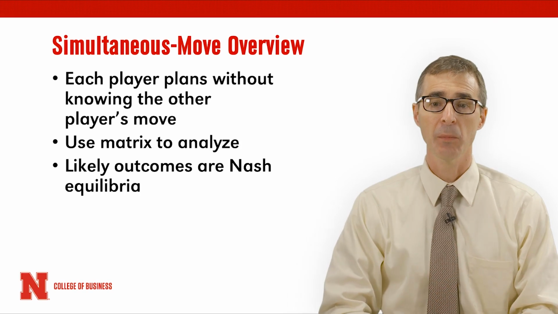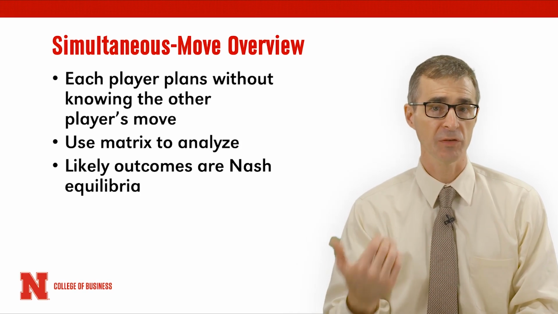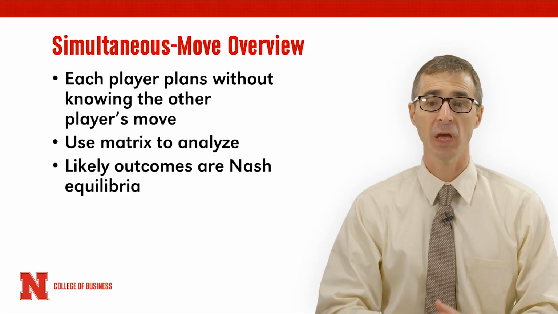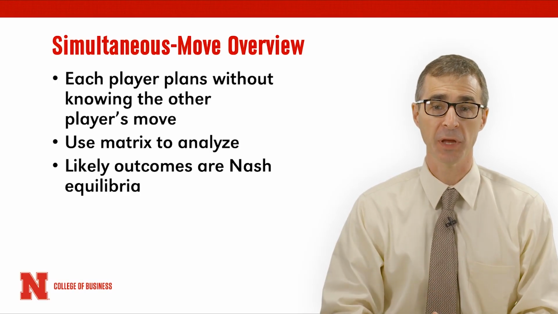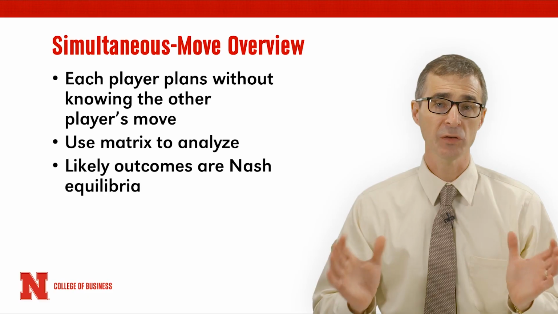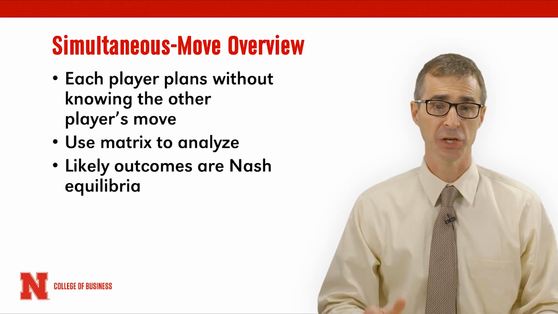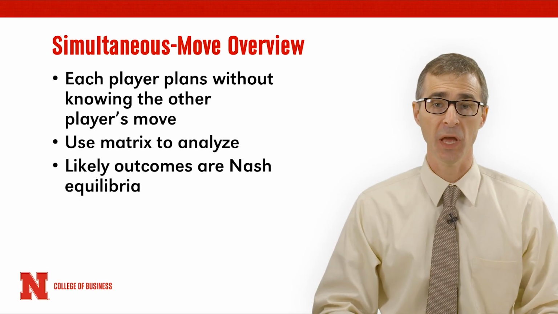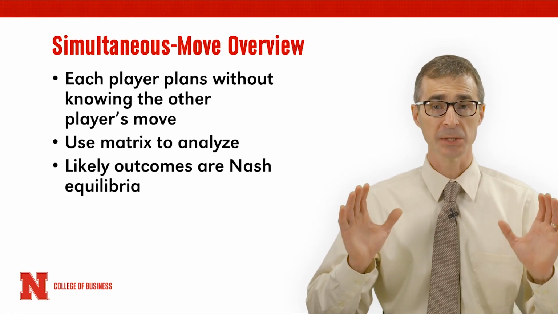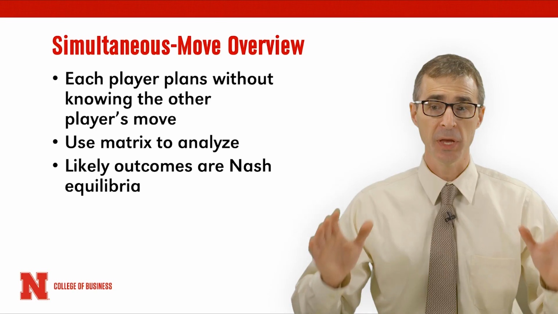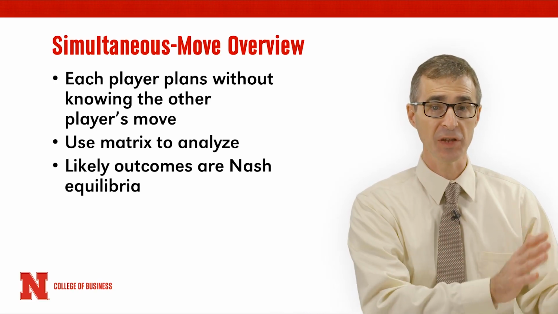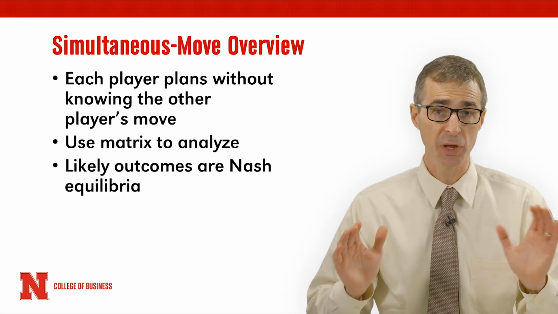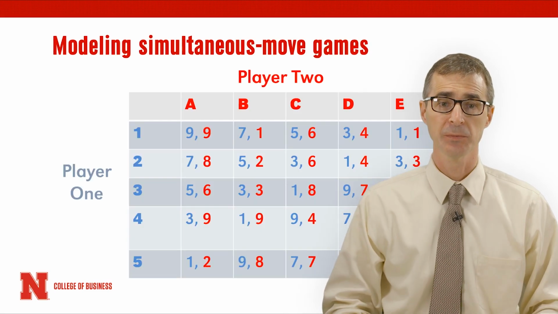The standard way that economists analyze simultaneous move games is using a matrix or reduced form of the game, and using that reduced form to identify the Nash equilibrium or the multiple Nash equilibria associated with the game. Recall that a Nash equilibrium is a set of strategies, one for each player, in which no player has an incentive to change strategies given what their opponent is doing. In other words, each player is doing the best that they can.